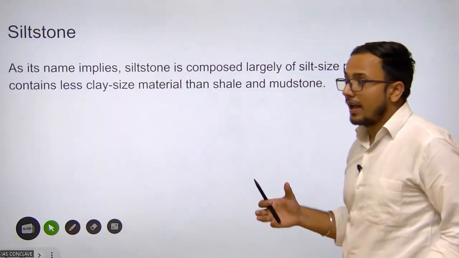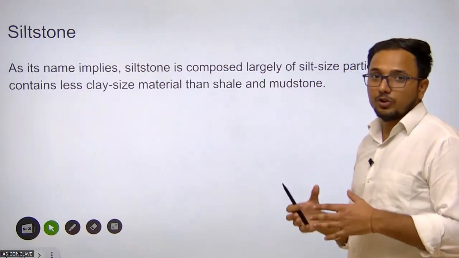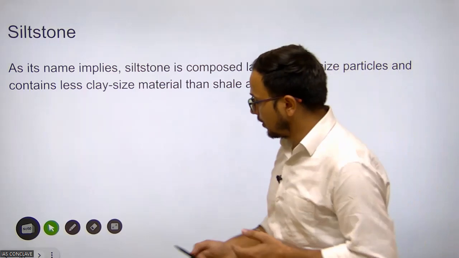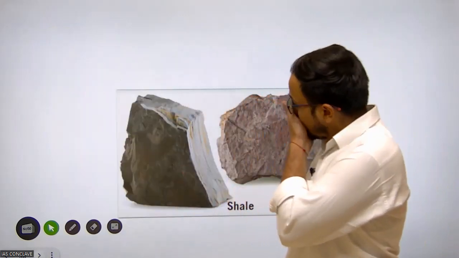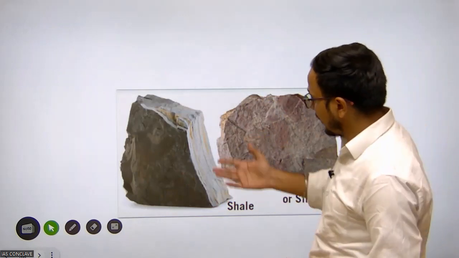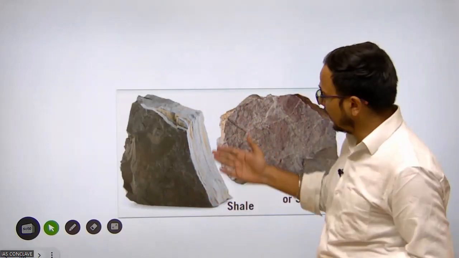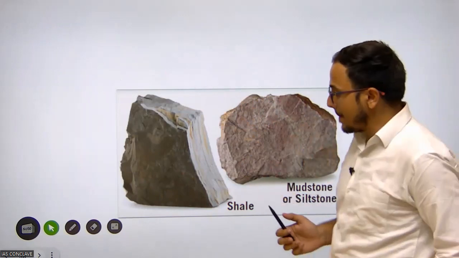Siltstone, as the name implies, is composed largely of silt-sized particles. So if silt-sized particles form such a sedimentary rock, we call it siltstone. So this is an example of the shale and mudstone and siltstone. Here you can see that the shale can be split along planes, but mudstone and siltstone can't be.